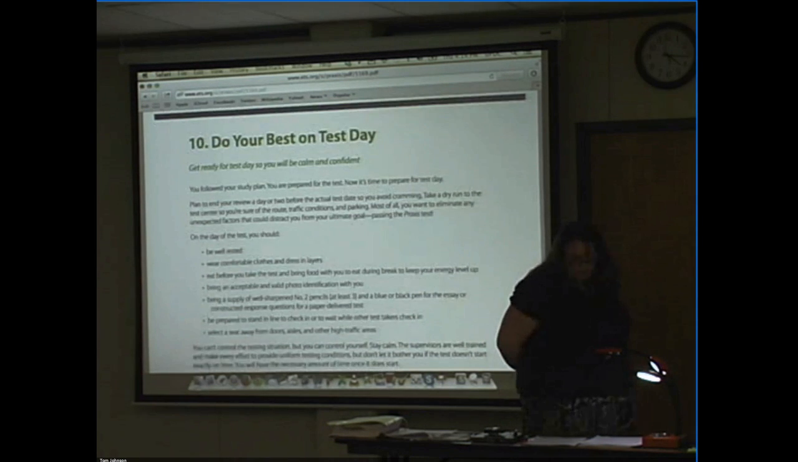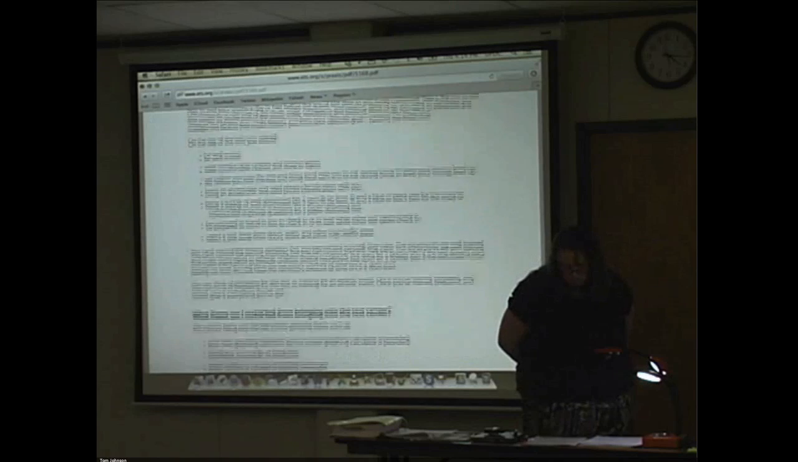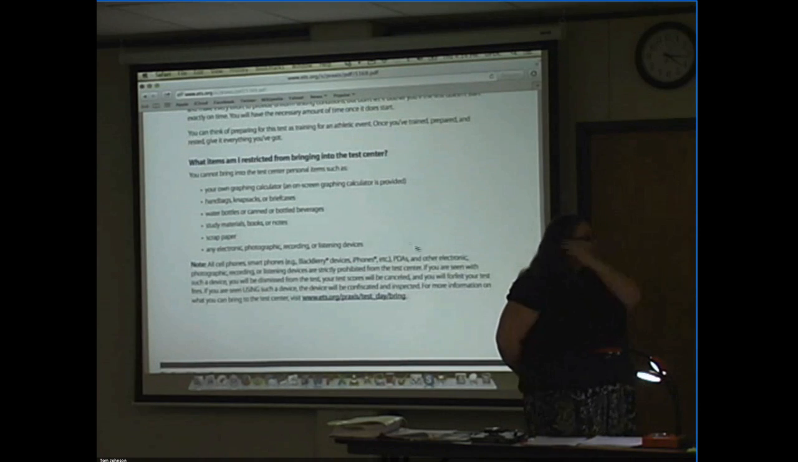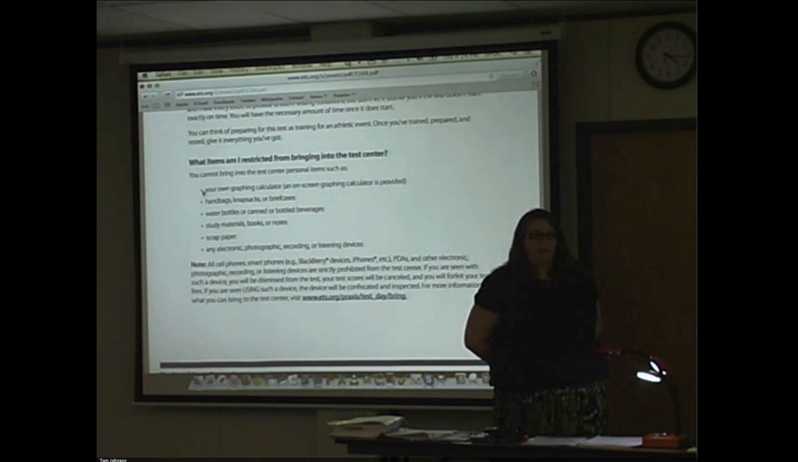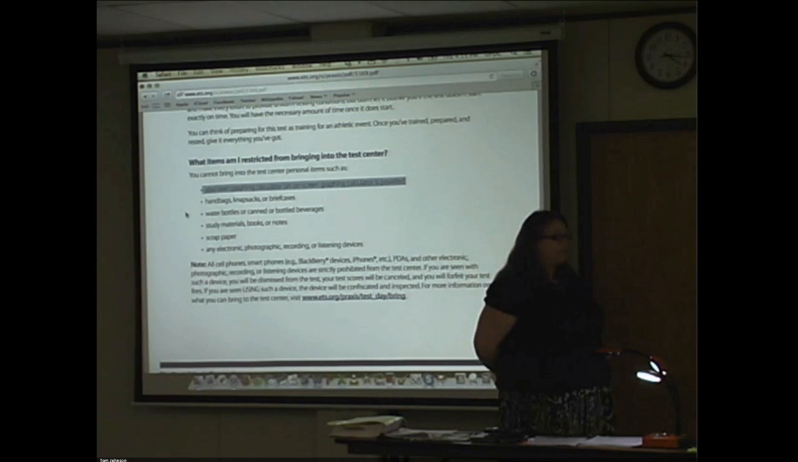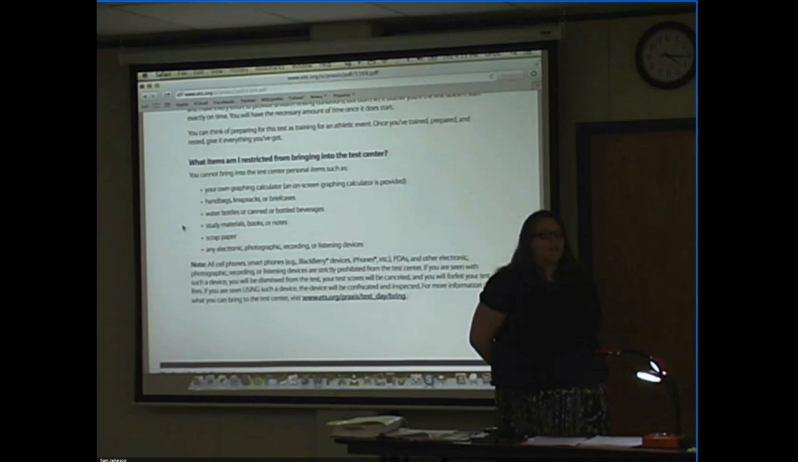So if we go down a little bit. I just wanted to point these out because I think we had a lot of questions on this and I don't think we were ever very clear. You cannot bring into the center personal items such as, please notice right there, it does say a graphing calculator. So you are not allowed to take in your own graphing calculator according to their handbook. So, question?